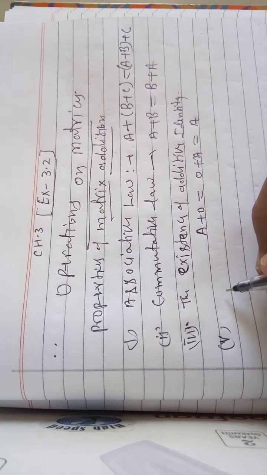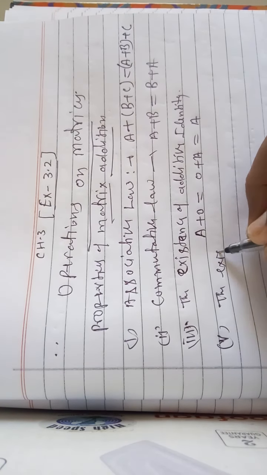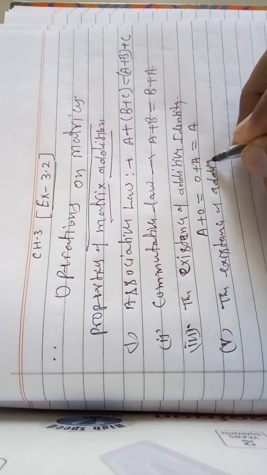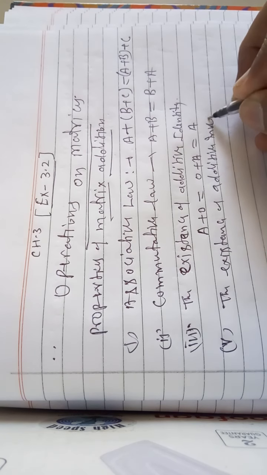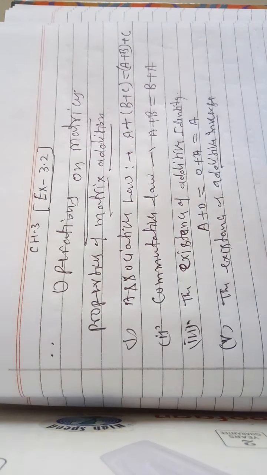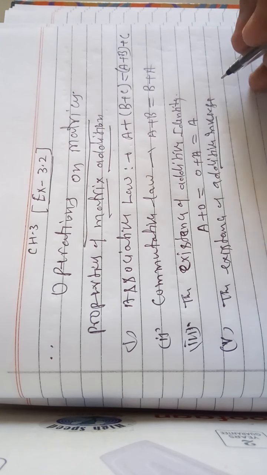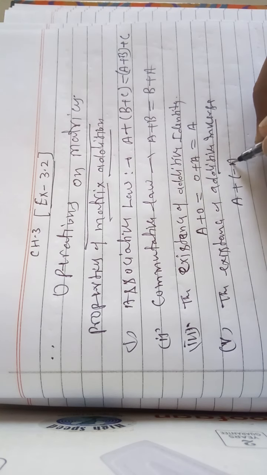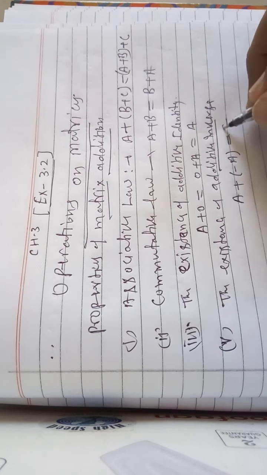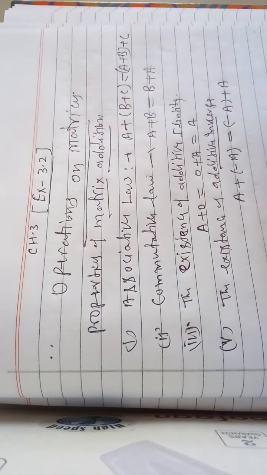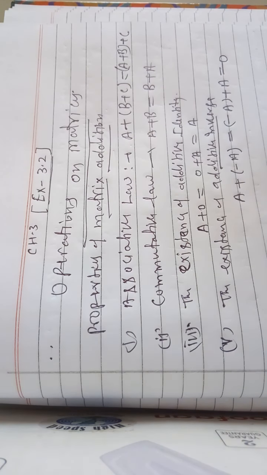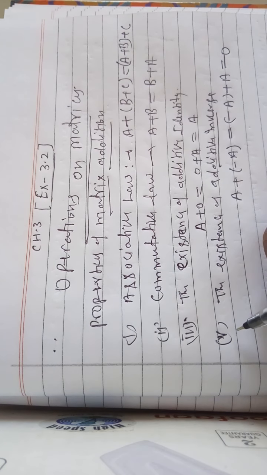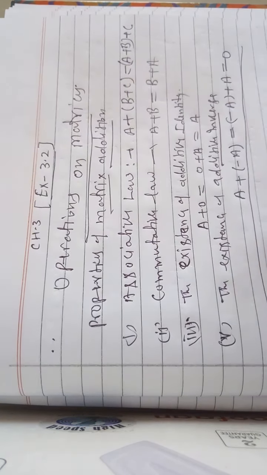And fourth, the existence of additive inverse. Additive inverse means the sum of the opposite sign of its matrix, so minus A plus A, okay, equals 0. 0 is the additive inverse matrix. Okay.